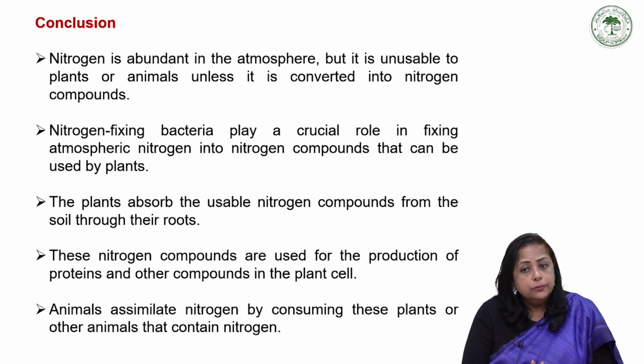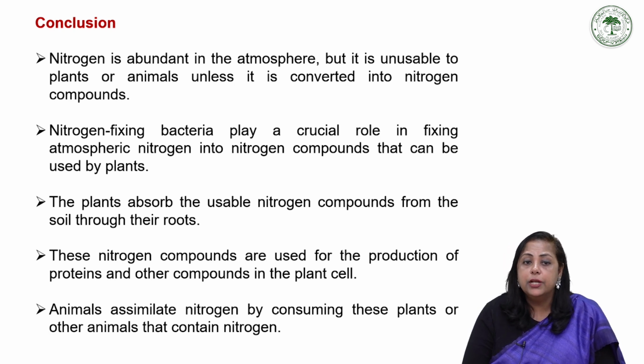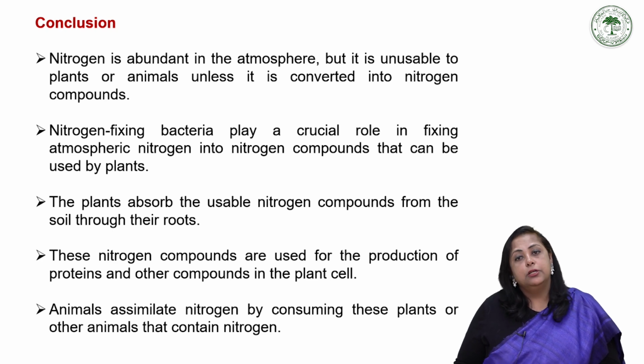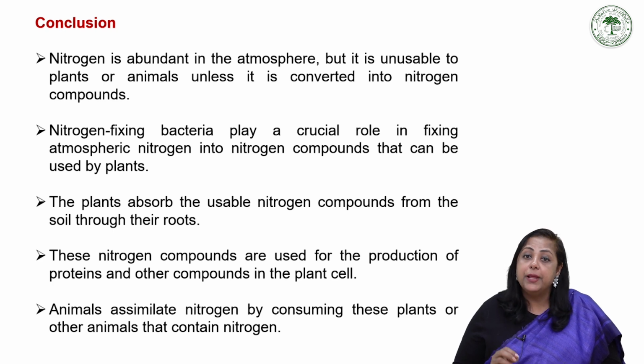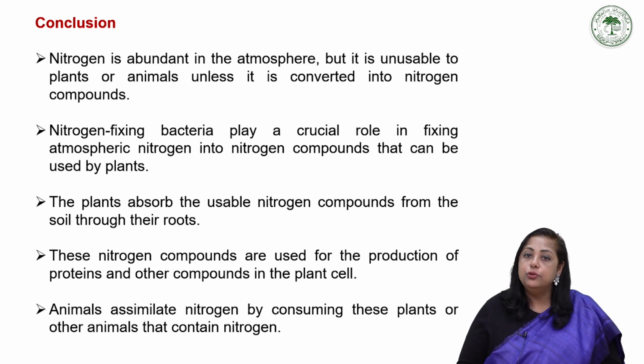So, nitrogen is abundant in the atmosphere, we all know, but we cannot directly use the nitrogen. We need some medium. It is not usable to plants or animals unless it is converted into a nitrogen compound. It is freely available, but until it is converted into a nitrogen compound, neither the plants nor the animals can use it. Nitrogen-fixing bacteria play a crucial role in fixing atmospheric nitrogen into nitrogen compounds that can be used by plants, and the plants absorb the usable nitrogen compound from the soil through their roots.